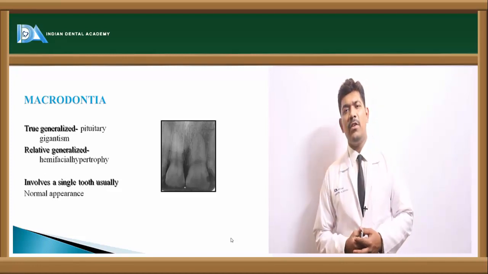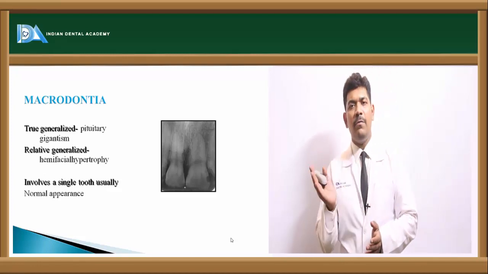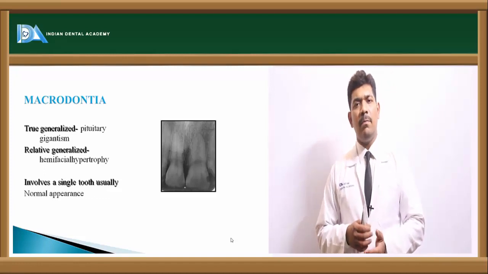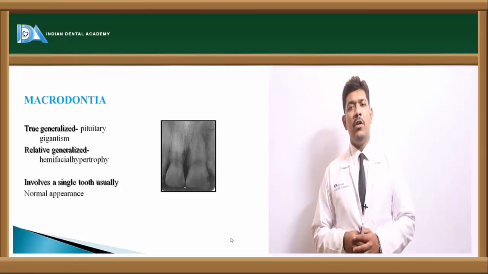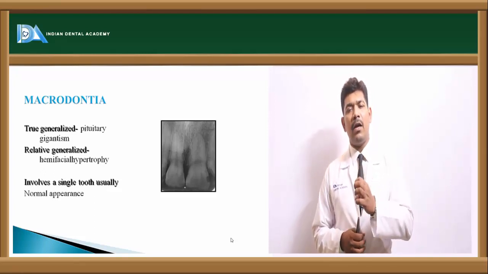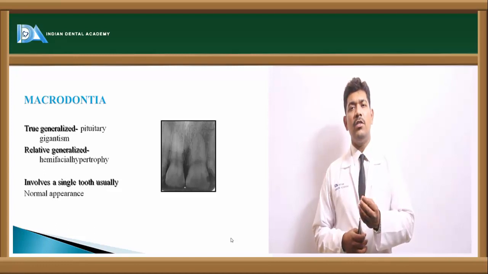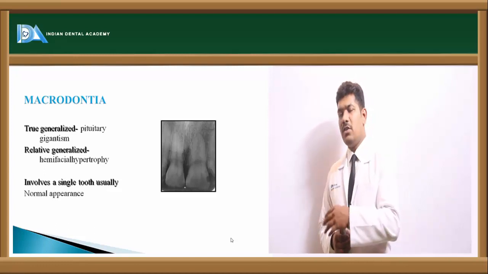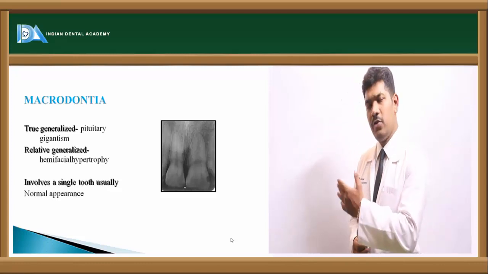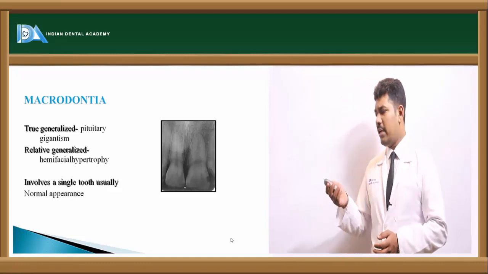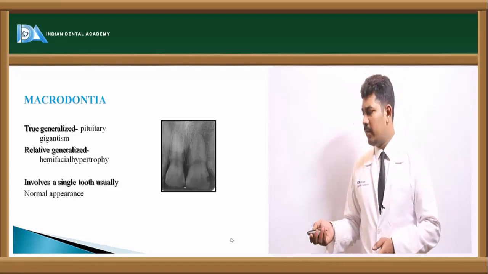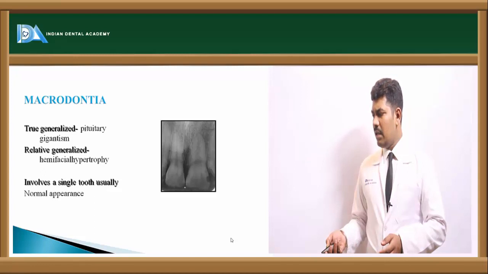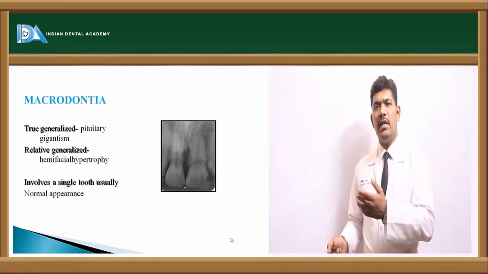Or we also have hemifacial hypertrophy, wherein half the face of the facial structures might be atrophied or hypertrophied depending upon which half is affected. So that gives an appearance of a macrodontia, which is not the case actually, and that is called relative generalized. This also usually involves a single tooth. We can see the radiographic structure, wherein the central incisor, this is a case of hemifacial hypertrophy, wherein the left side is normal in size, whereas the right side, its contemporary, is larger in size.